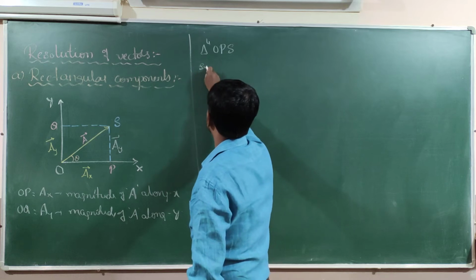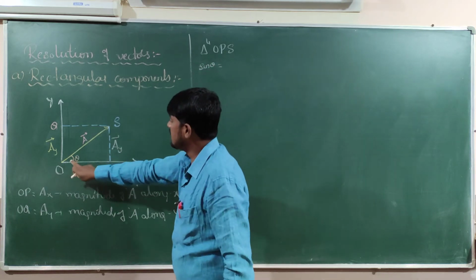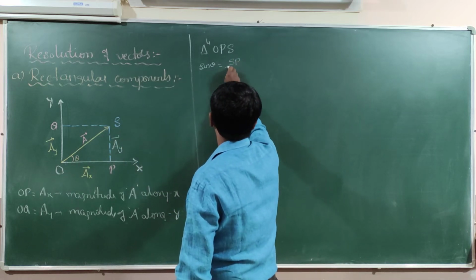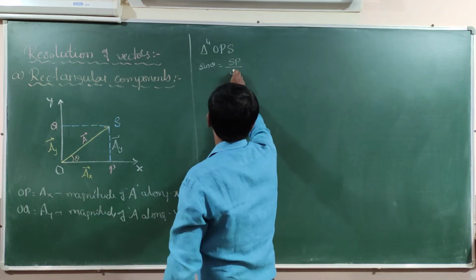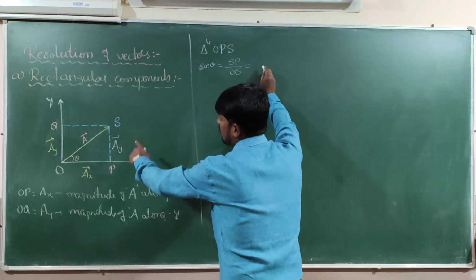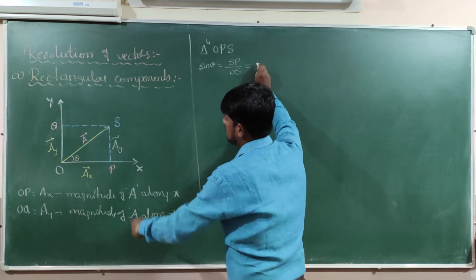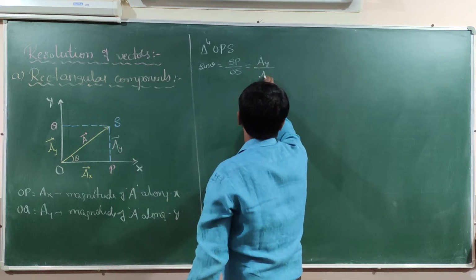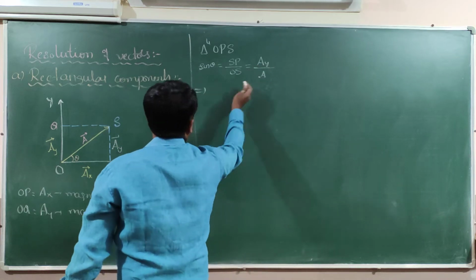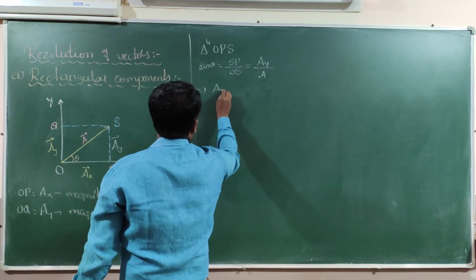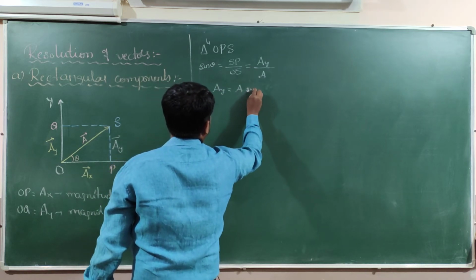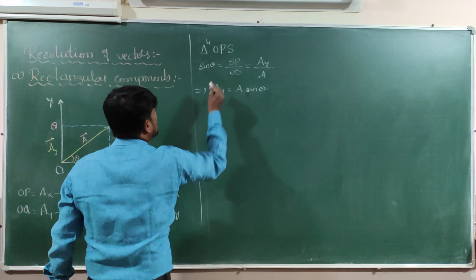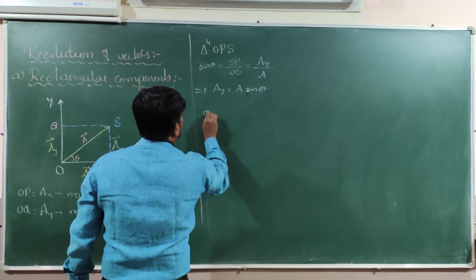Let us define sine theta. Sine theta is nothing but opposite divided by hypotenuse, that is SP divided by OS. What is the value of SP? SP is AY. So this is AY divided by A. Then if I rearrange, take A to this side, AY is equal to A sine theta. Similarly, let me define cos theta in the same triangle OPS.